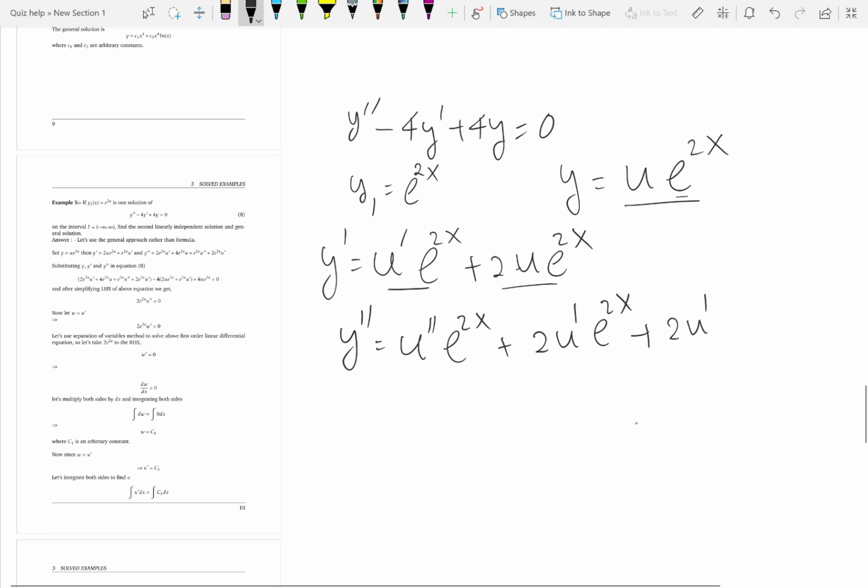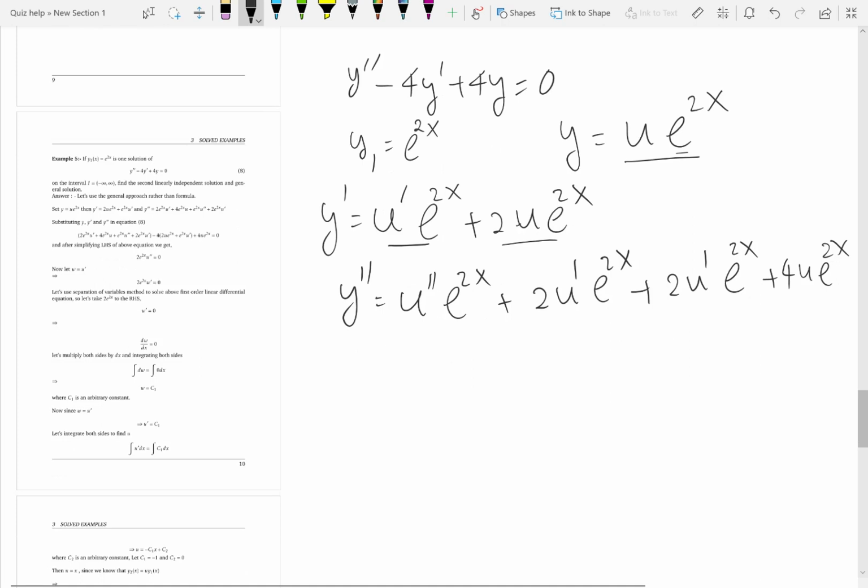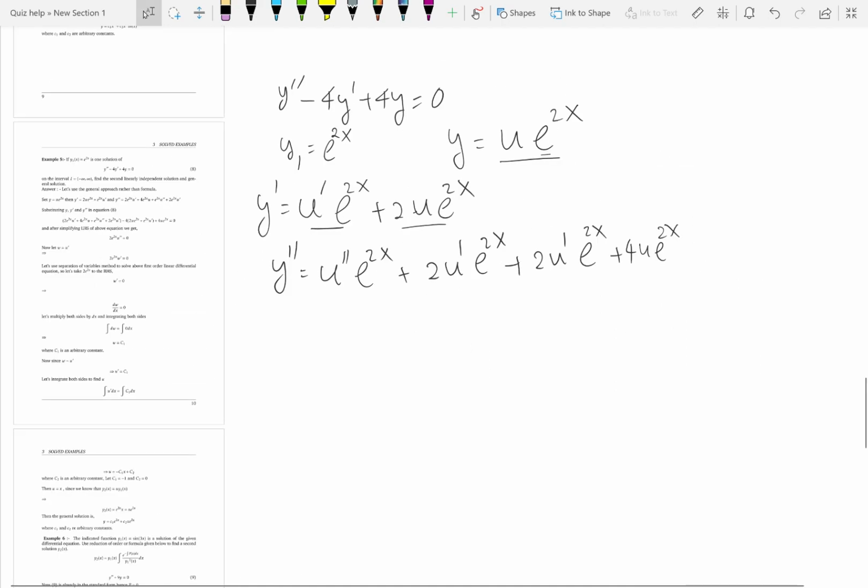2u prime, I differentiated u e to the 2x. Now it is time to differentiate e to the 2x, which gives 4, another 2 comes out, u e to the 2x. Make sure you do the product rule very correctly, otherwise you will be in trouble. So let's substitute them into the differential equation, but first if you add these two, this is just 4, we can reduce the number of terms and this term goes away.